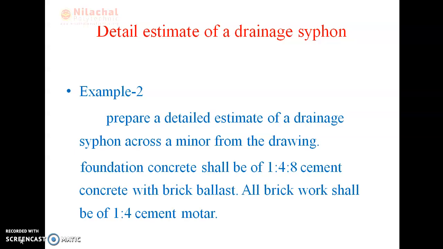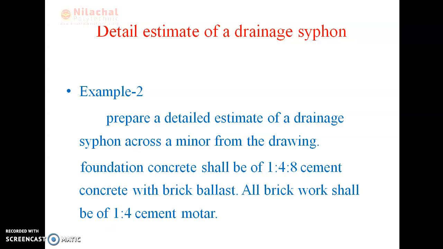In the previous class we discussed the siphon part. Here we discuss the detailed estimate of a drainage siphon, which is example 2. First of all we discuss the question. Prepare a detailed estimate of a drainage siphon across a minor from the drawing. Foundation concrete shall be of 1:4:8 cement concrete with brick ballast. All brick work shall be 1:4 cement mortar.